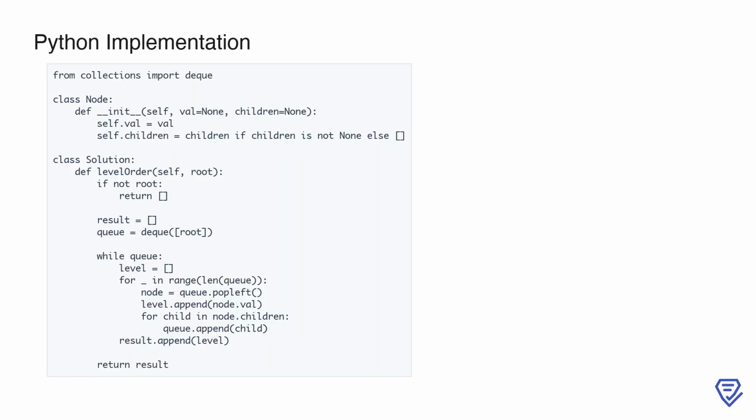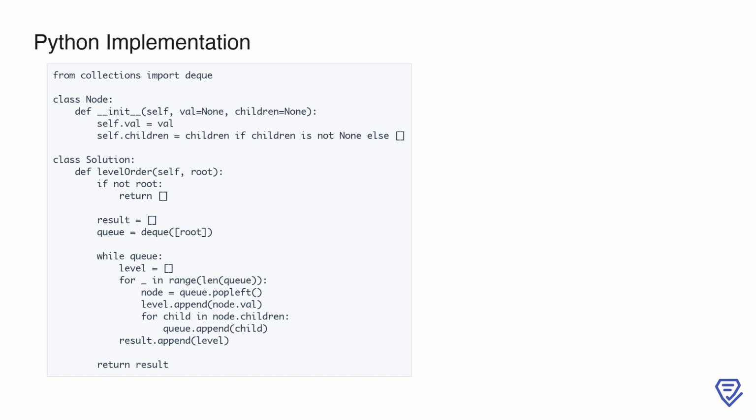This Python implementation solves the LeetCode problem number 429, N-ary tree level order traversal, using a breadth-first search (BFS) approach. First, we define the node class used to represent each node in the N-ary tree. The constructor accepts a value val for the node and an optional list of children. If no children are provided, the list defaults to empty.